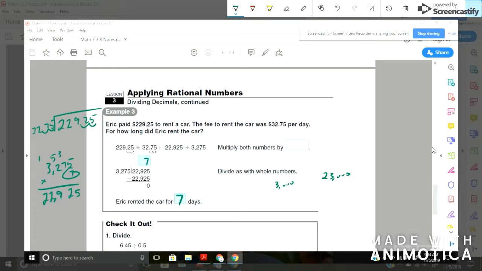Now, if you want to double check that, go ahead and take 7 times $32.75 per day and see if it gives you $229.25. That would be definitely the way to check it.